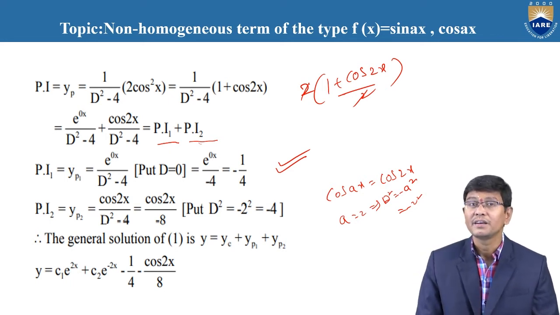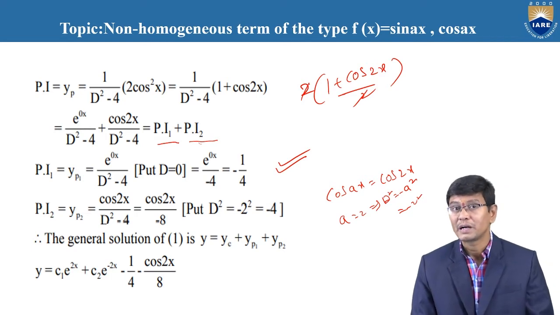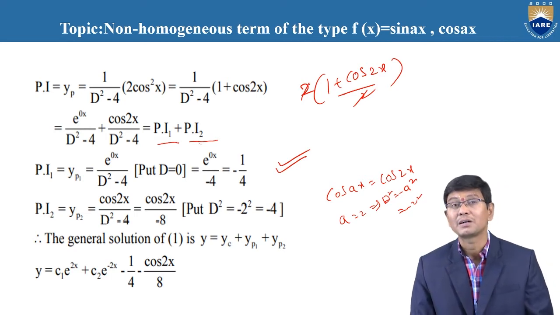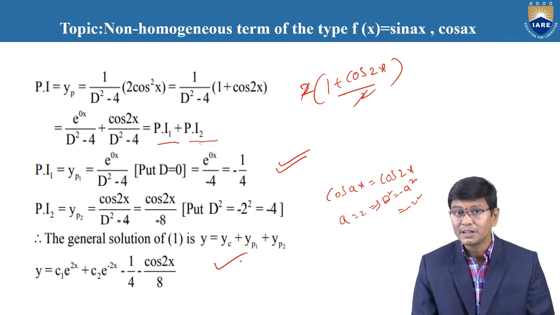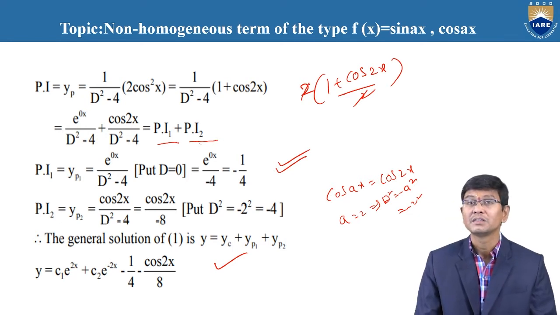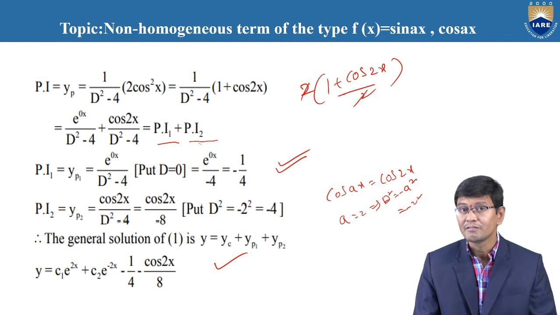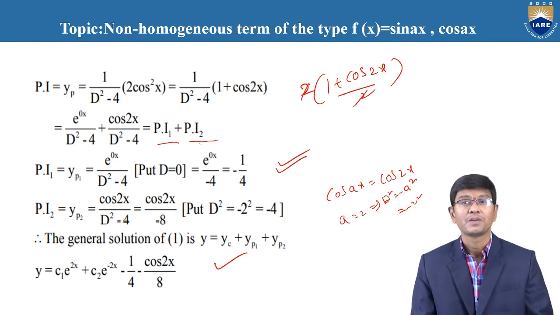Now, the general solution of this given differential equation is the complementary function plus the particular integration. By using the complementary function and particular integration part 1 and part 2, the solution is y equals c1 into e power 2x plus c2 into e power minus 2x minus 1 by 4 minus cos 2x by 8. This is the final general solution.